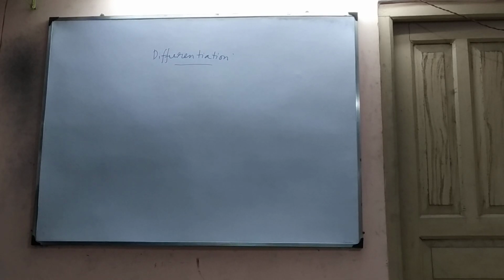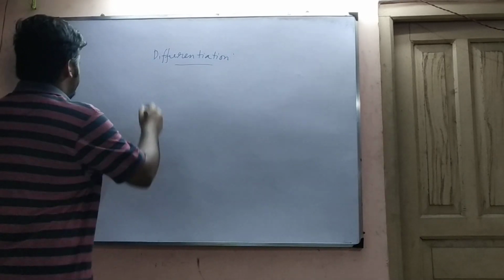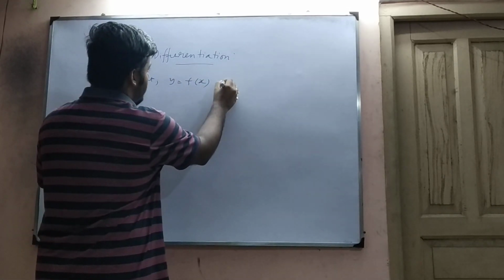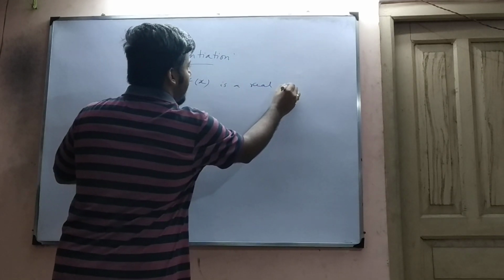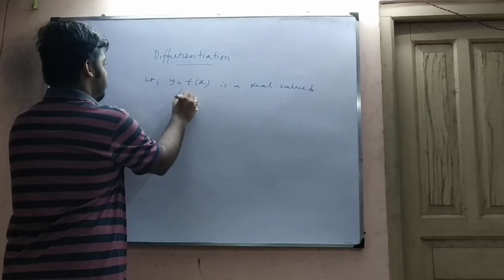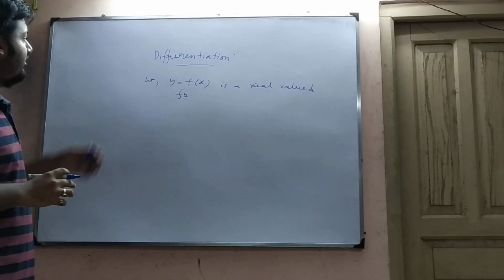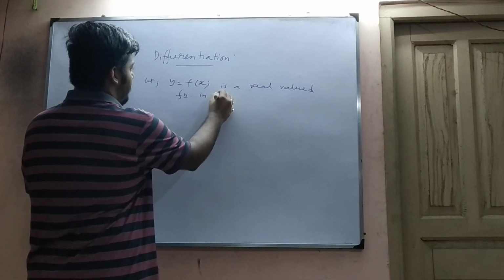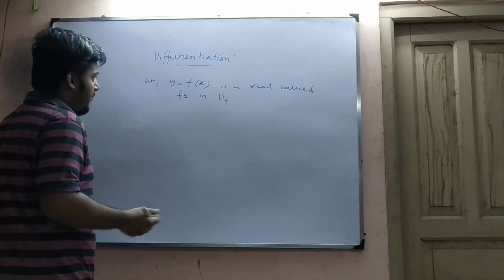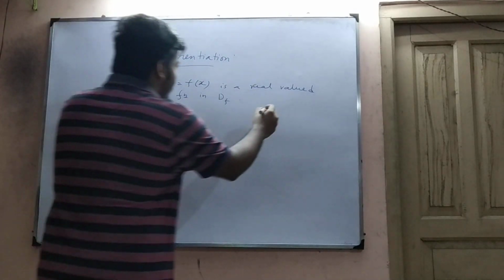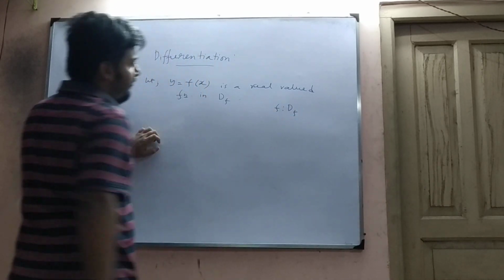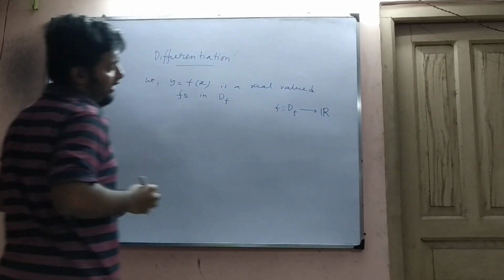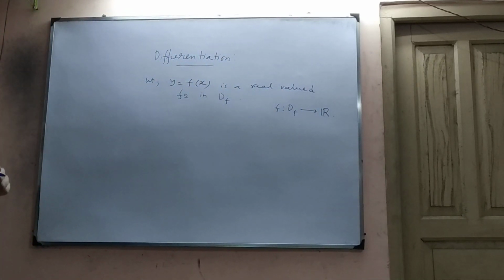Topic is differentiation. Okay, let y is equal to f(x) is a real valued function in some domain Df, that is the domain of f. Real valued function means nothing but the domain of f is Df and the codomain is the whole set of real numbers. That is the definition of a real valued function.